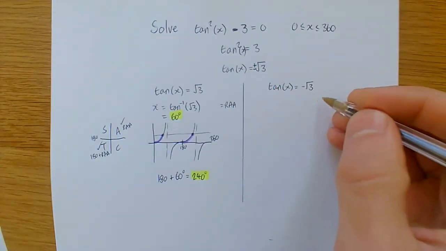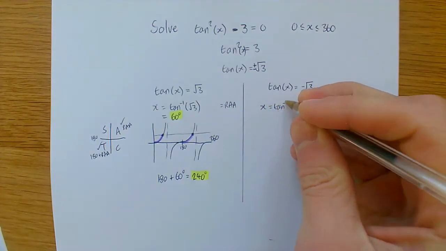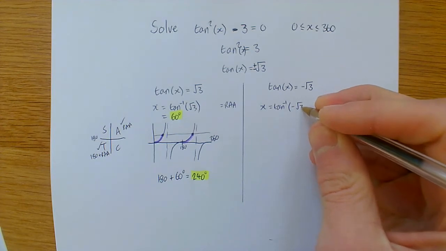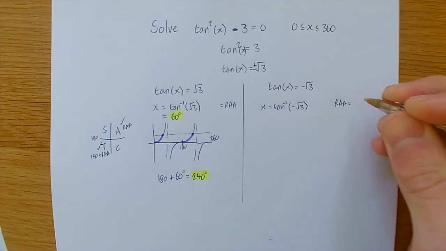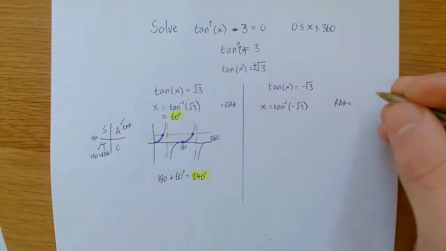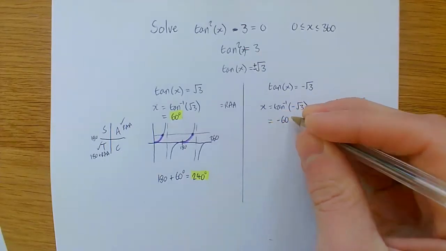Over here, we're doing the same process. So x equals tan to the minus 1 of minus root 3. Now it's worth noting if you're doing your CAST method, your RAA is actually still just the same. So it's still 60 degrees here. If you're not using CAST, you're using the graph, you get minus 60 degrees.